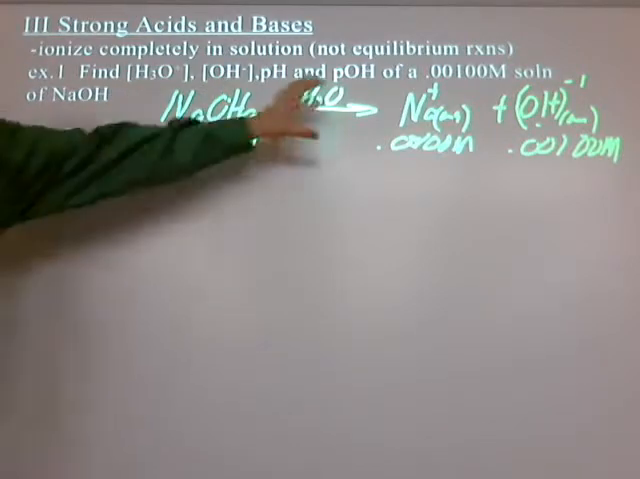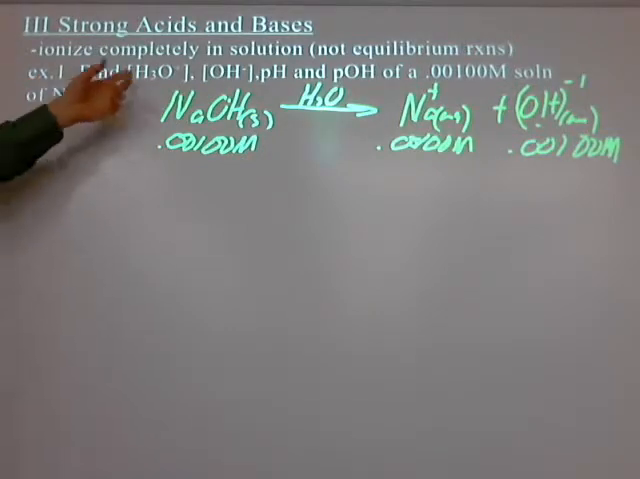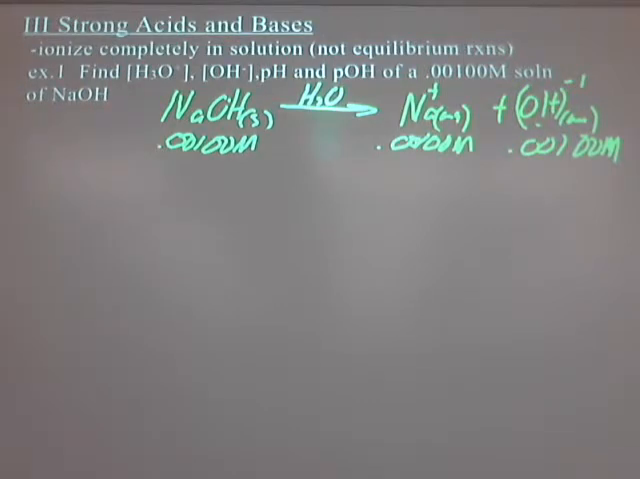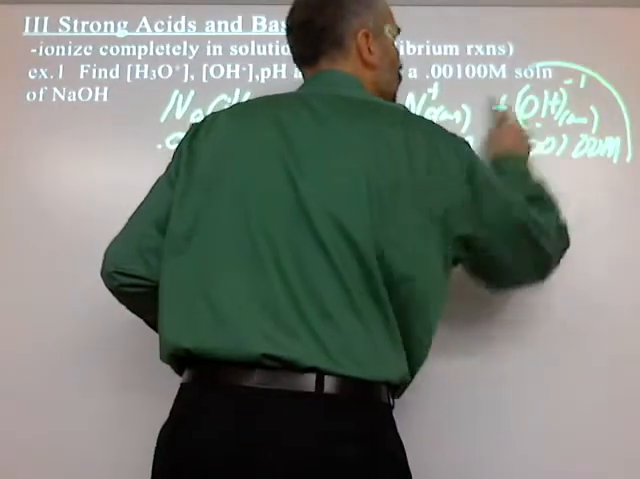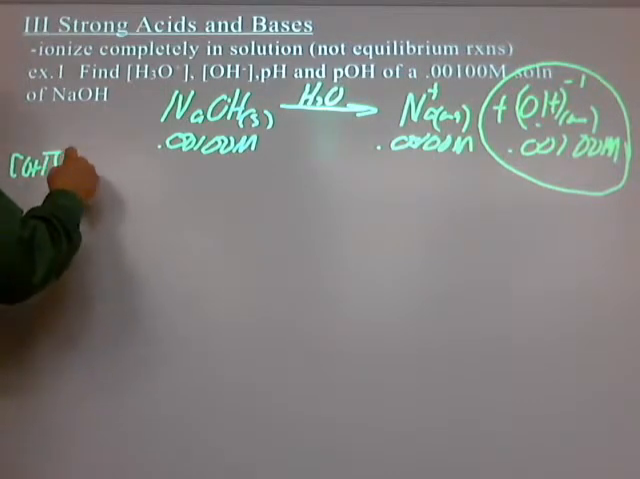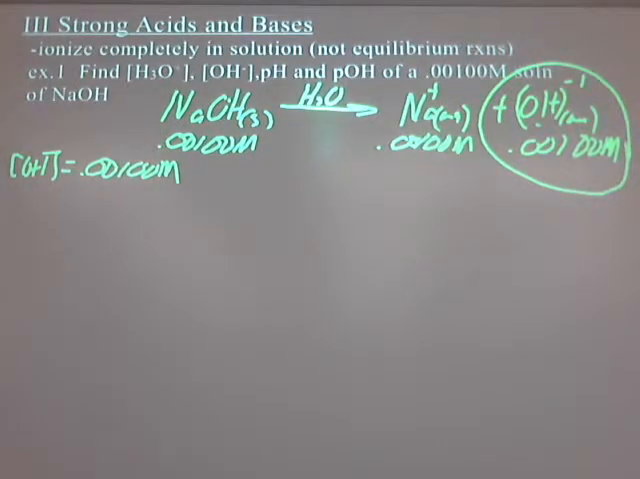You must write the equation out. And now, do we know any of those answers yet? Do we know hydronium, hydroxide, pH, or pOH from just writing out the equation? No. Who do I know? The OH. I know the OH. It's right there. So I can just write down over here to the side, OH equals 0.00100 molar. I'm done with that. I know him.